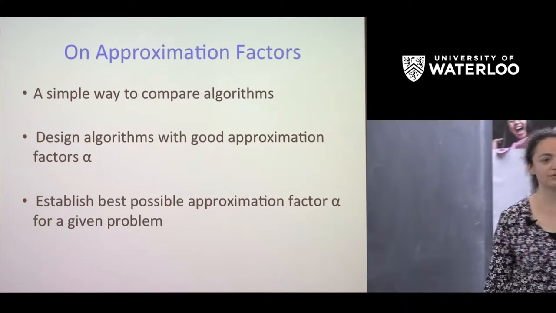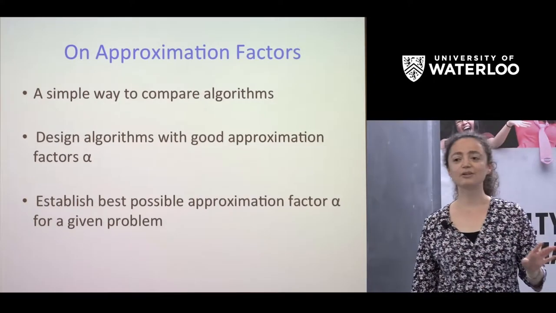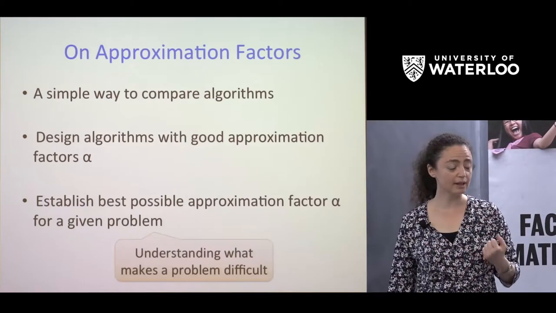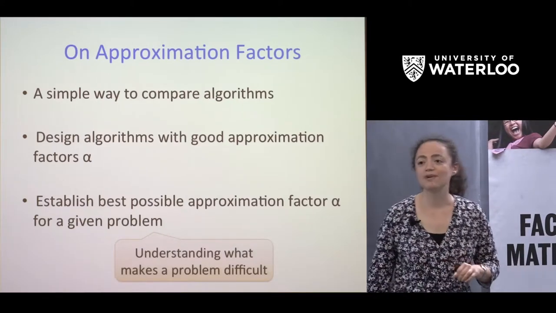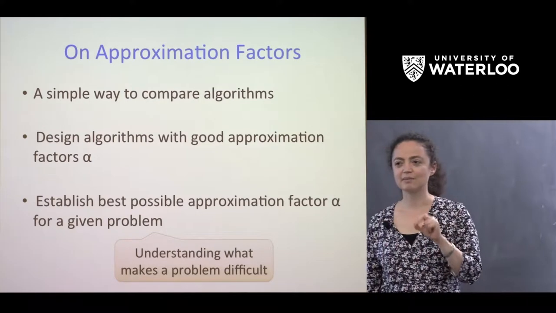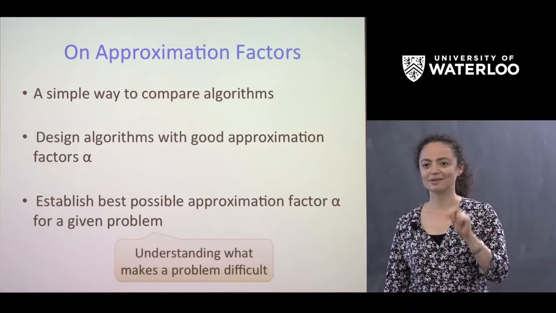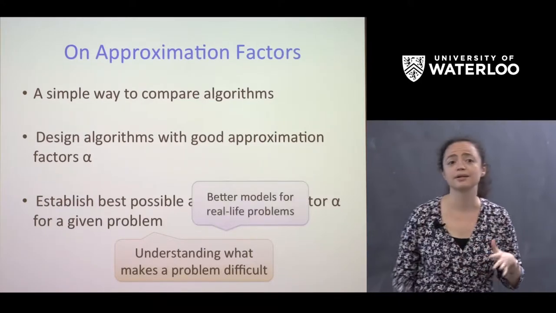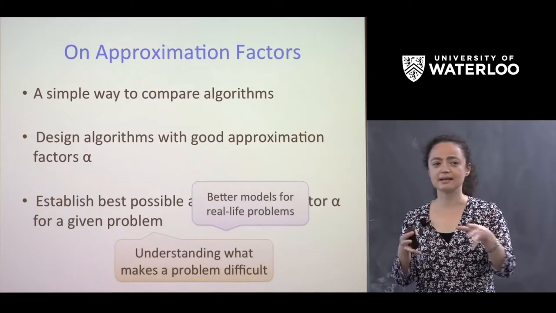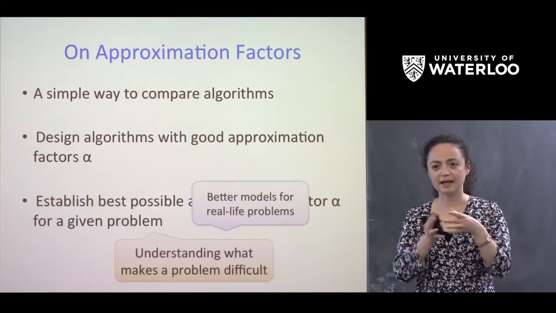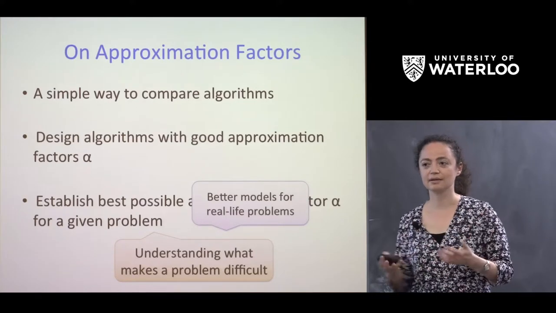Now, hardness of approximation results are also very important, and not only because they save you time that you would have wasted otherwise trying to get better algorithms, but to prove hardness of approximation, you really need to understand what it is about this problem that makes it difficult, which is a really cool thing in itself. But also, when you have some real-world problem, there are usually several ways to cast it as an abstract problem. And if you know what is easy and what is hard, it can help you guide the modeling.